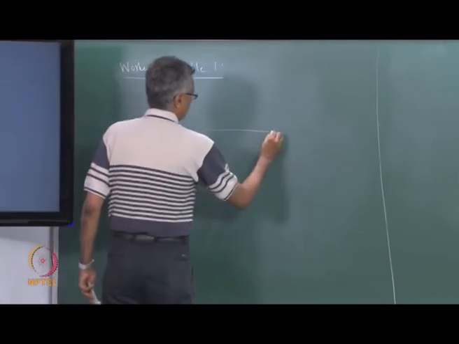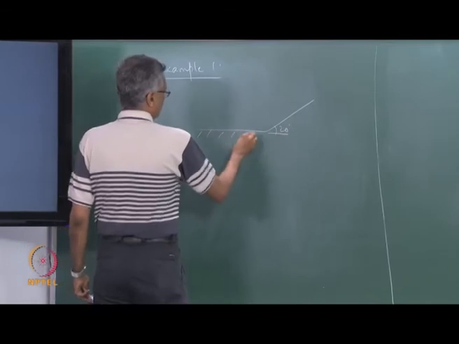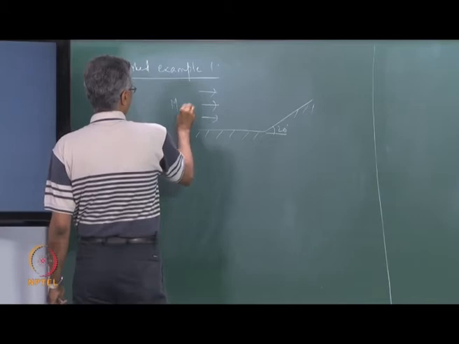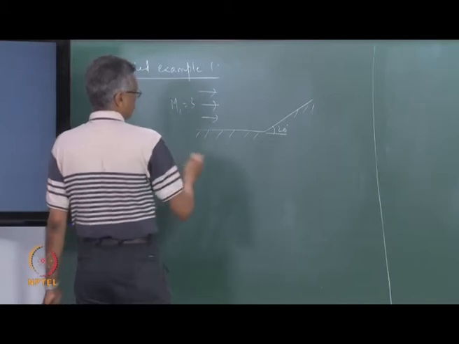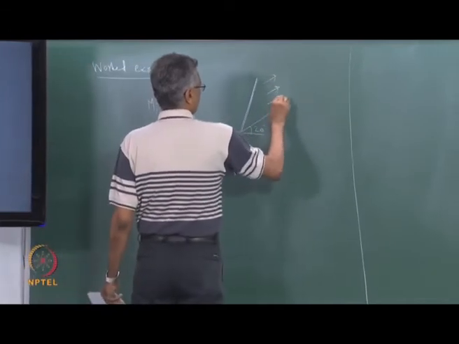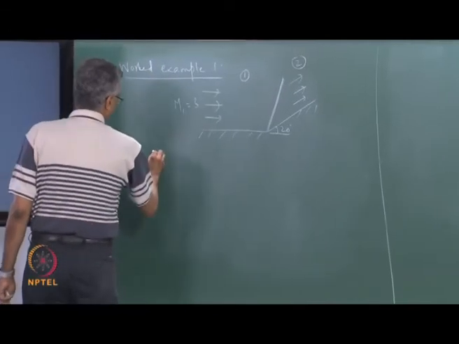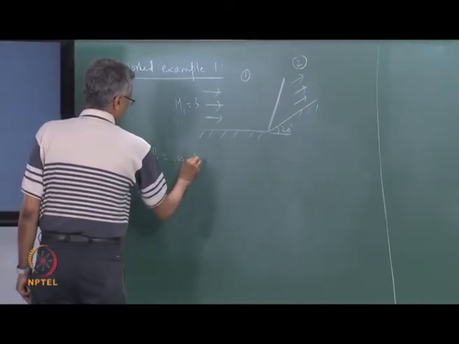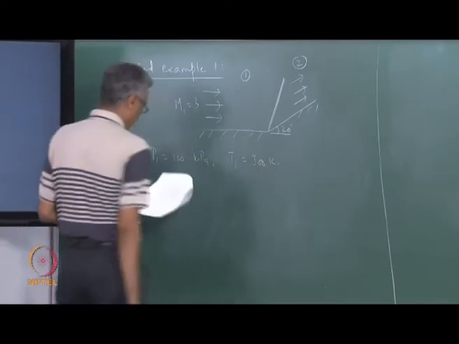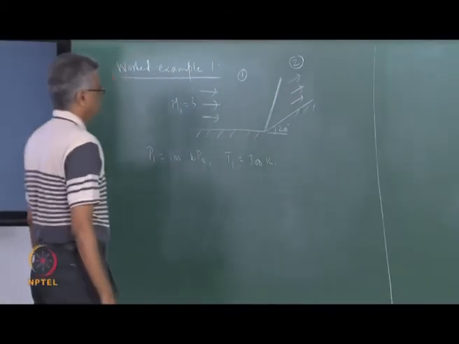So, we have a compression corner of angle 20 degrees. Flow at M1 equal to 3 approaches the corner and we have an oblique shock wave, and the flow is deflected through 20 degrees. P1 is given to be 100 kPa, T1 is given to be 300 Kelvin. We are asked to calculate the properties downstream of the shock wave.